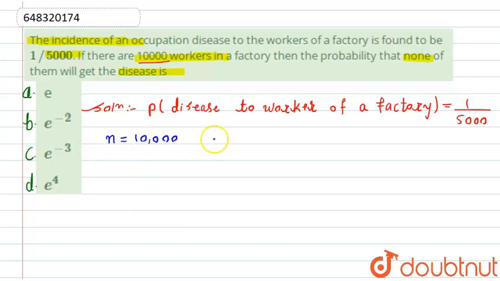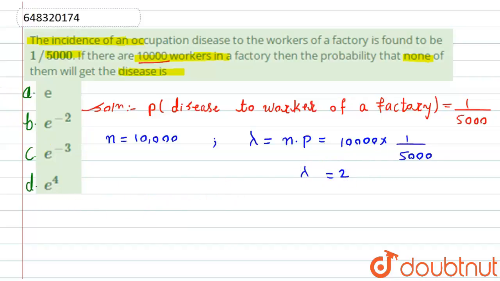Now from here we can find the value of lambda, which is equal to n into p. So this will be equal to 10,000 multiplied by 1 upon 5,000. So it is equal to how much? That is 2. So we get the value of lambda equal to 2.